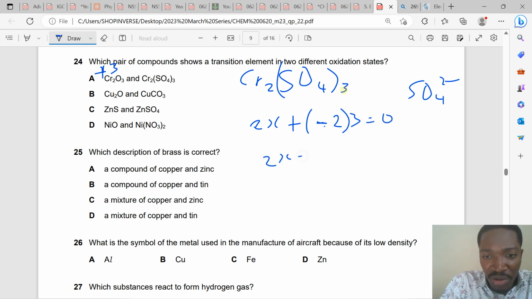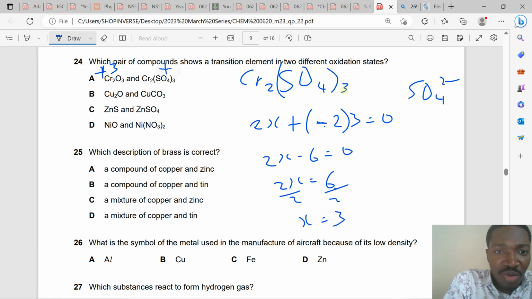So 2x minus 6 should give us 0. So 2x should be equal to 6. Divide both sides by 2. X should be equal to 3. So the oxidation number of chromium remains +3. Did the oxidation number of chromium change? No. But we are interested in when it has two different oxidation states. The oxidation states are the same thing here. So let's look for when the oxidation states are likely to be different.